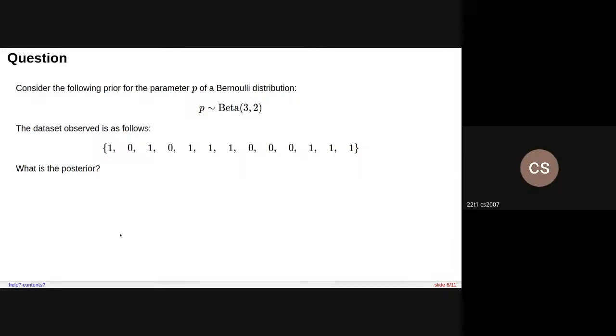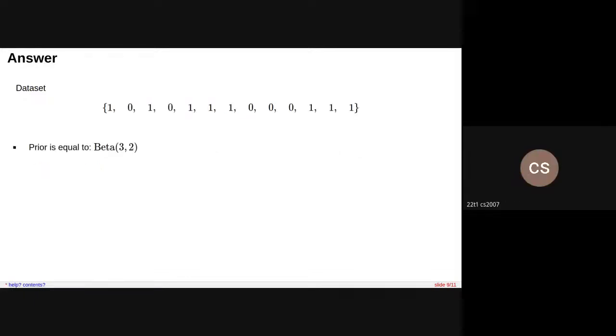Right, so I want us all to understand Bayesian modeling. So posterior is directly proportional to likelihood into prior. That is where I want to start. So what is the prior for this data set? Prior is beta. Can you tell me? P^(3-1) into (1-P)^(2-1). Okay, which is correct.